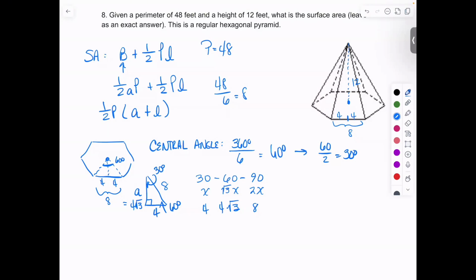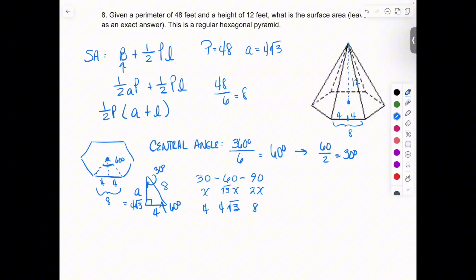Remember, the short side, the side opposite 30, is always half of the hypotenuse. Then you can take the length of the short side and multiply by √3 to get your longer side, the side opposite your 60-degree angle. Hopefully that helps. Now I officially have A. A is going to be 4√3. What else do I need?